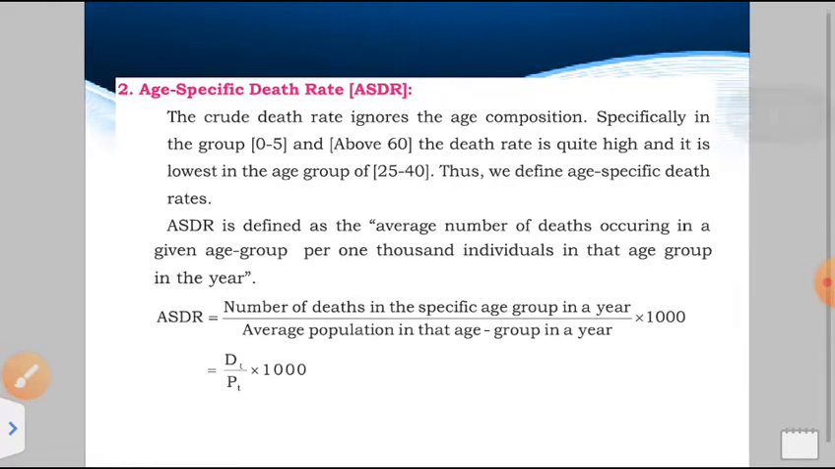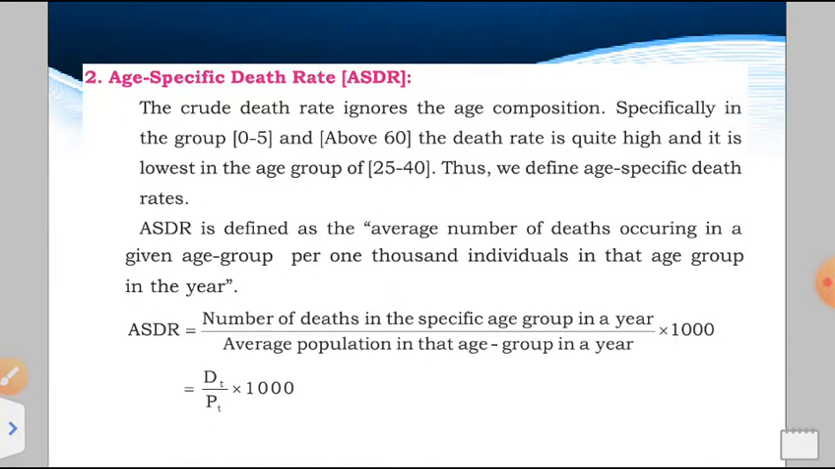Another death rate which is popular after the CDR is the age specific death rate. So why are we learning about ASDR, or age specific death rate?